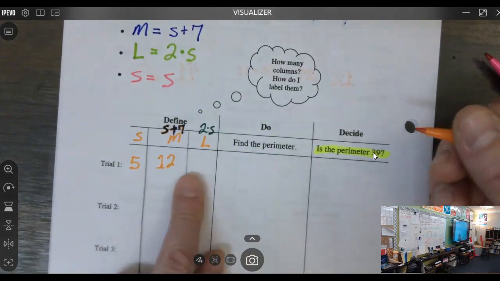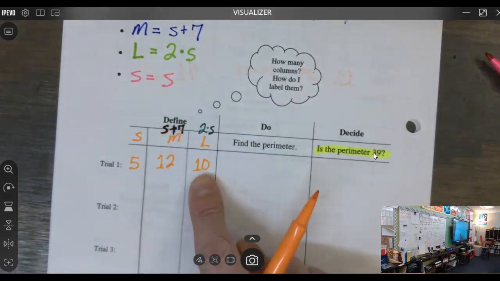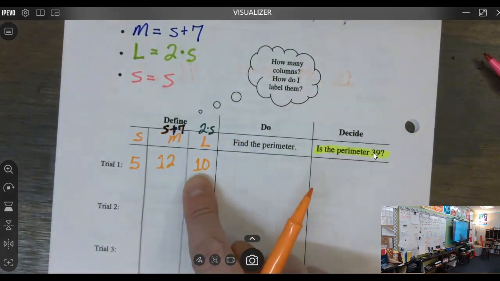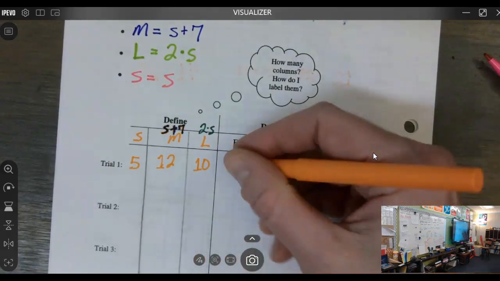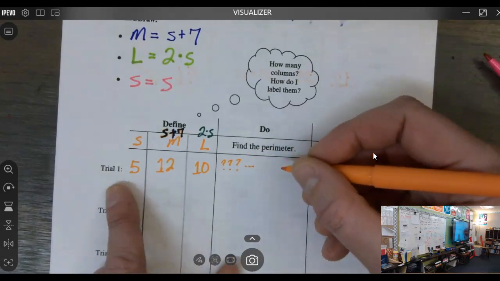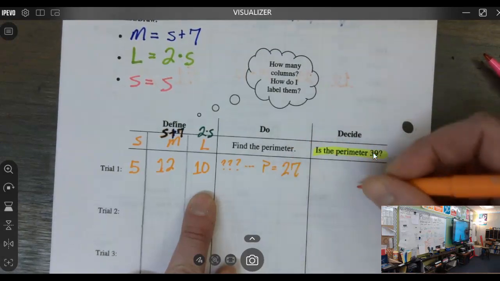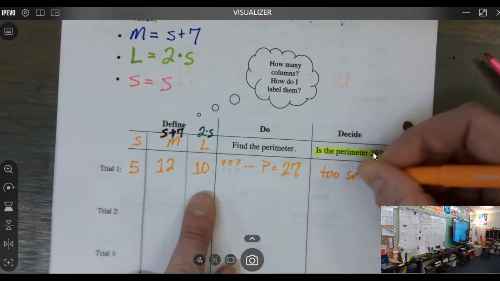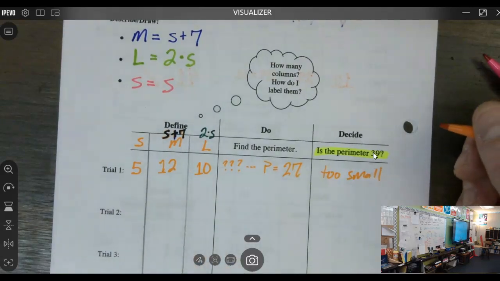And why is that an issue? What's our large side? 10. Can our largest side be smaller than our medium? No. This doesn't make sense. But either way, I'm going to find the perimeter just because I want to. 17 plus 10, so 27. So we're too small, right? But like this one, what I did is I put 8 for small.